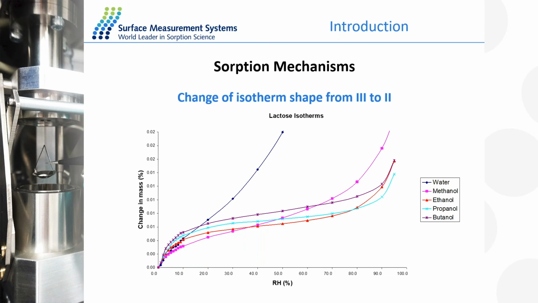Therefore, we can try different probe molecules for the adsorption isotherm to get the right type of isotherm for the BET determination. For example, here with the lactose sample, with less polar probe molecules, the shape of the isotherm is approaching type 2 isotherm. So it's not recommended to use the water isotherm, which is a type 3 isotherm, for the BET calculation, but we can use some other probe molecule like butanol or propanol, and this will give a better result for BET calculation.